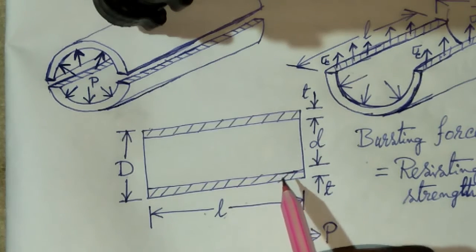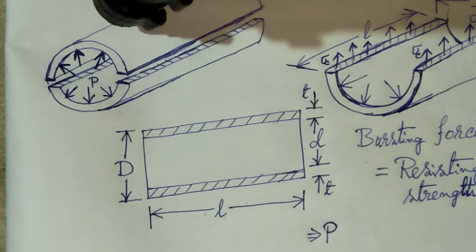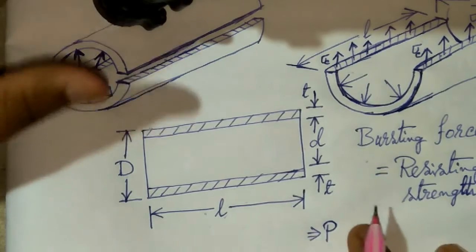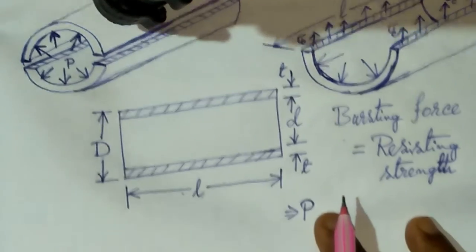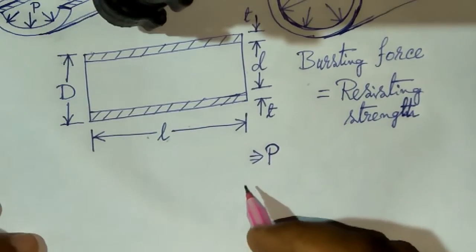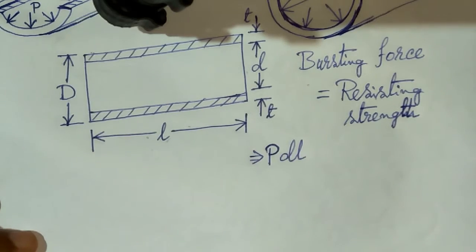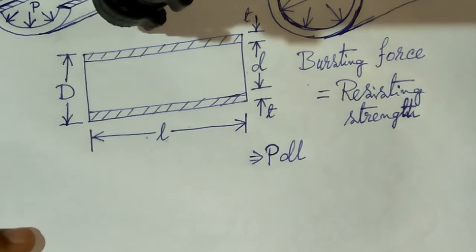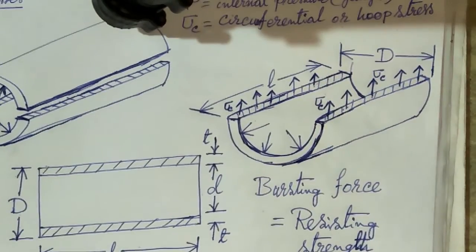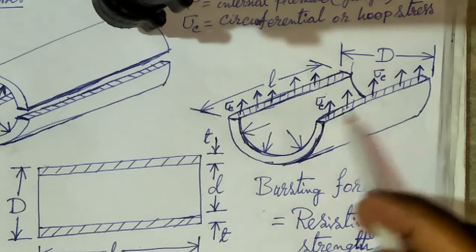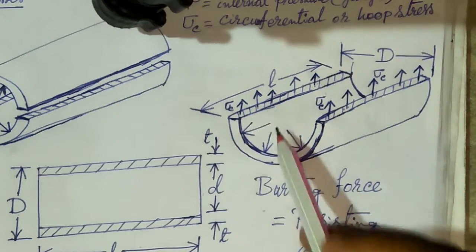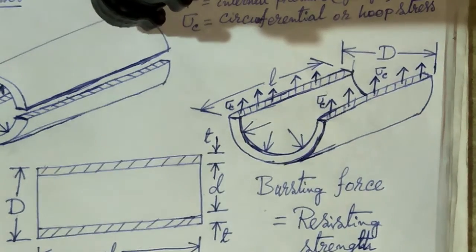So the bursting force must be equal to P into small d into L. Okay, now the resisting strength: this bursting force must be resisted by the material itself.